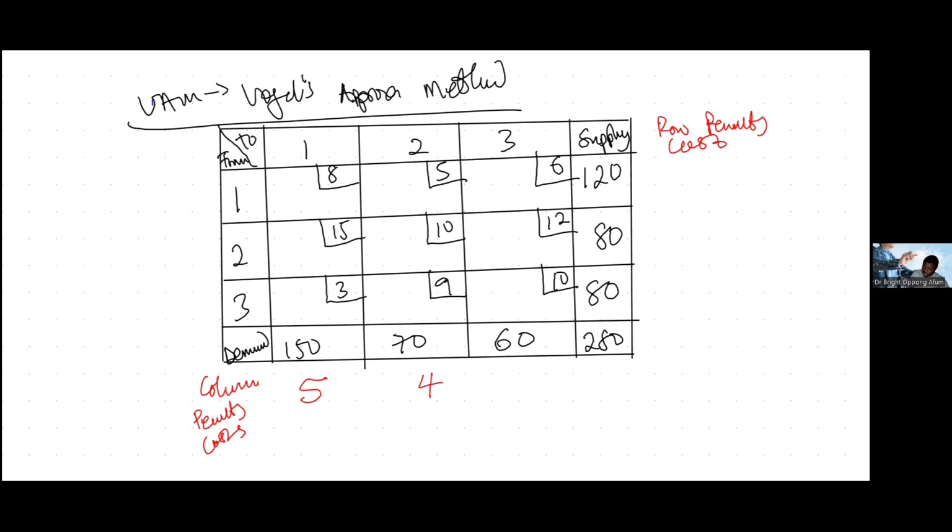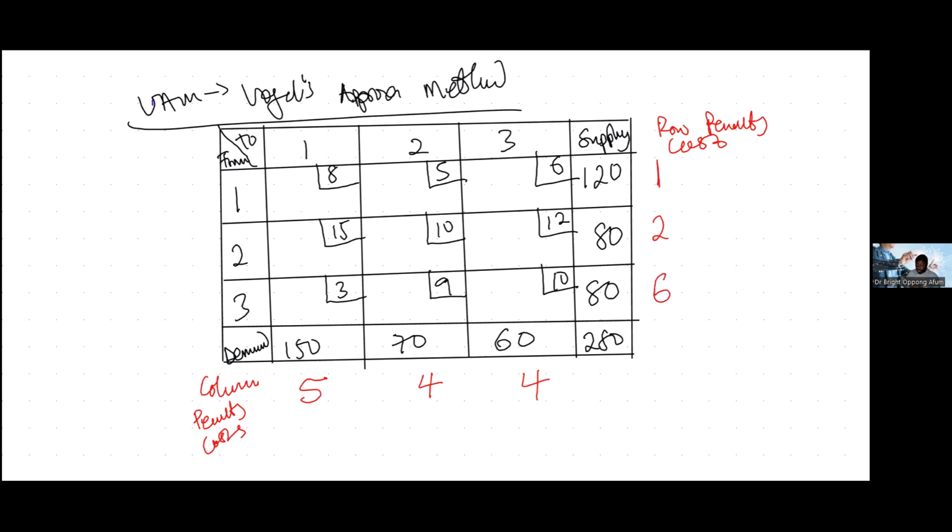The next column is 6. The next minimum is 10, and the difference will be what? 4. Then we also have on the row, the minimum is 5, and the next is 6. So the penalty is 1. Then for row 2, the minimum is 10. The next is 12. So the penalty is 2. And for row 3, the minimum is 3, and the next is 9. So the penalty cost is 6.